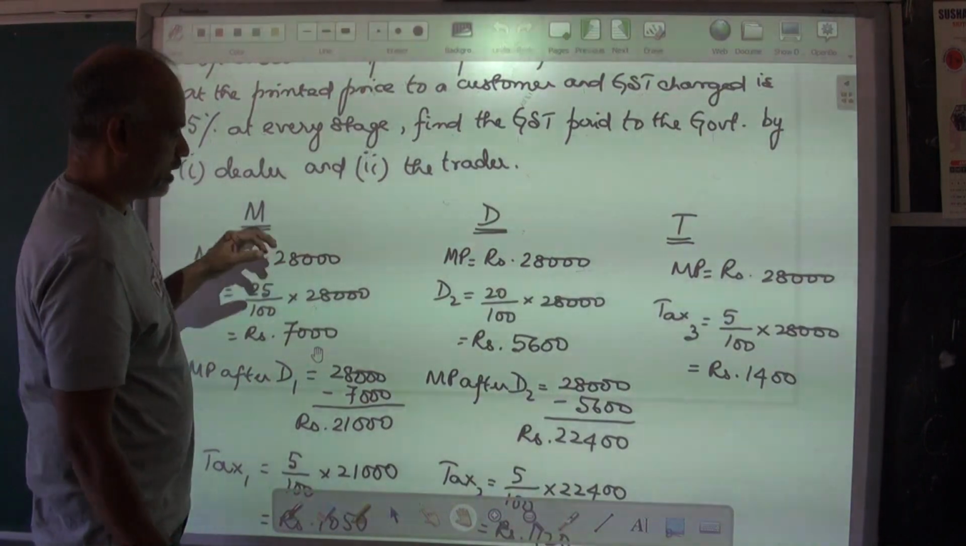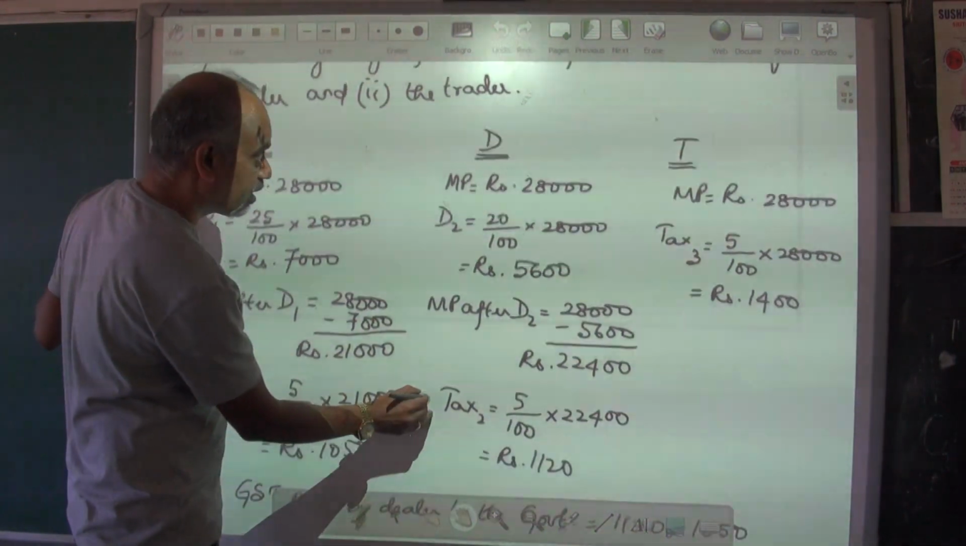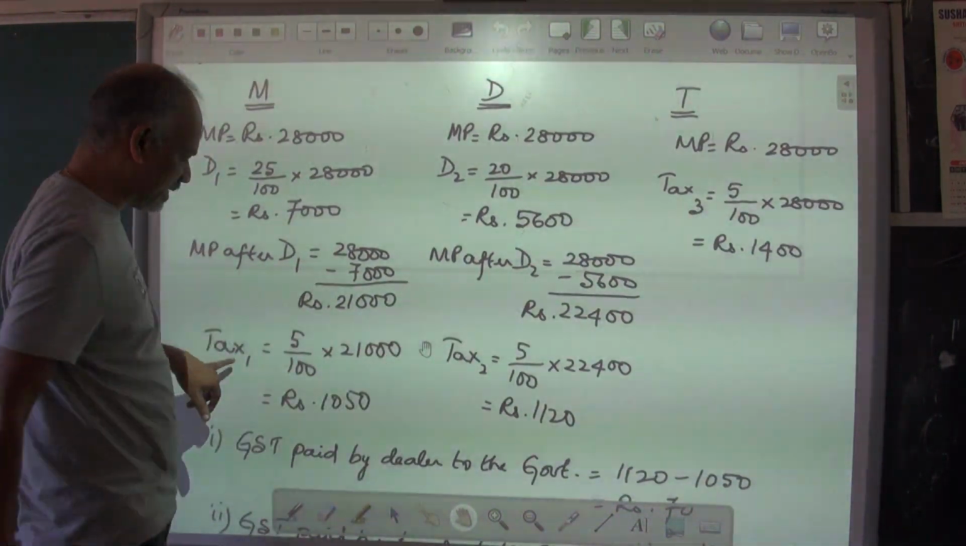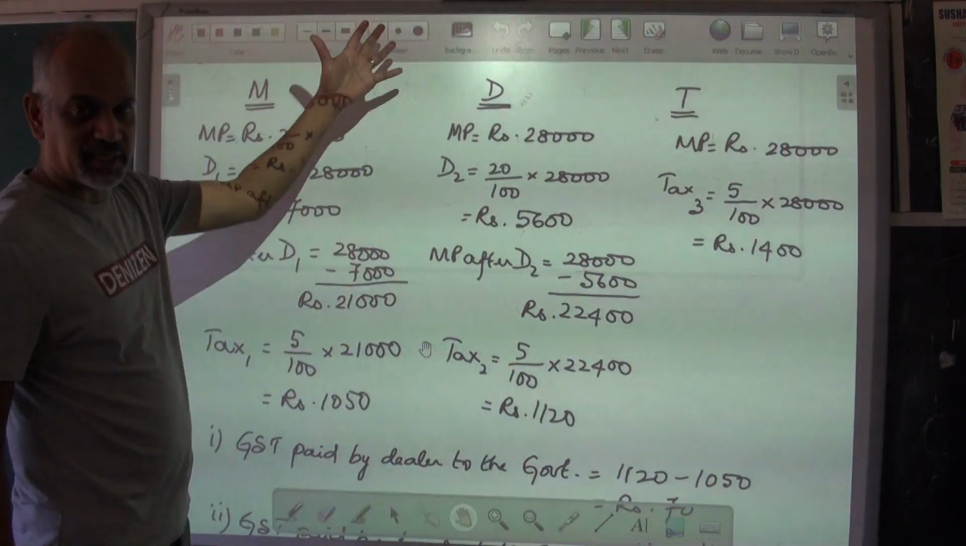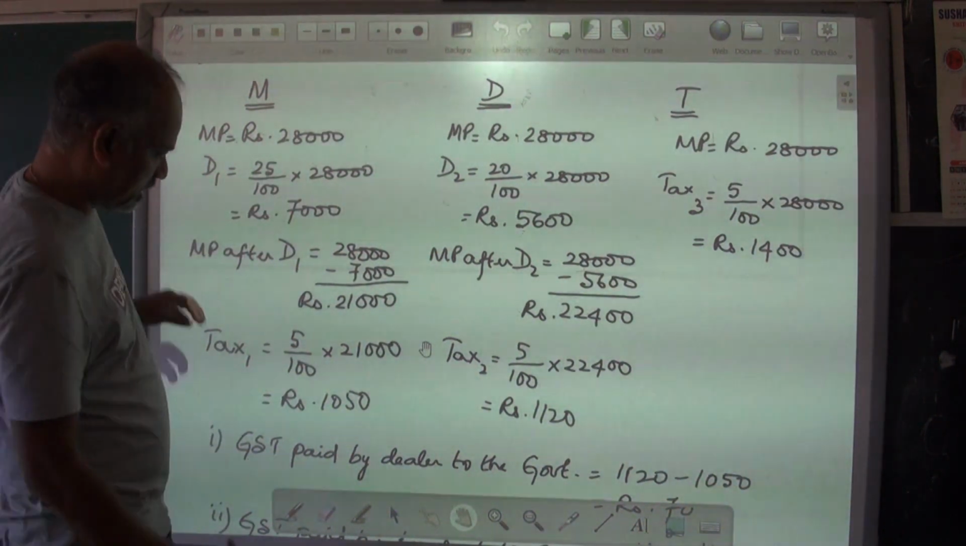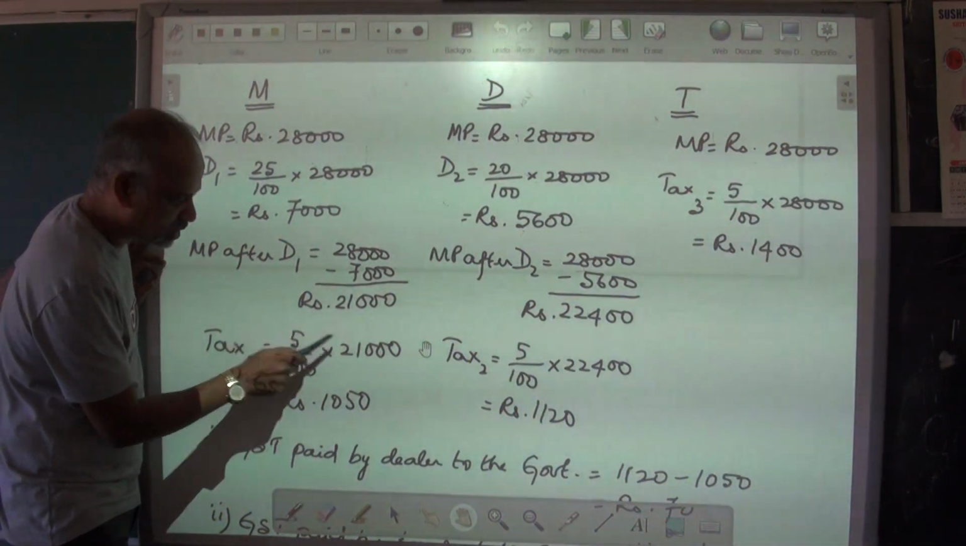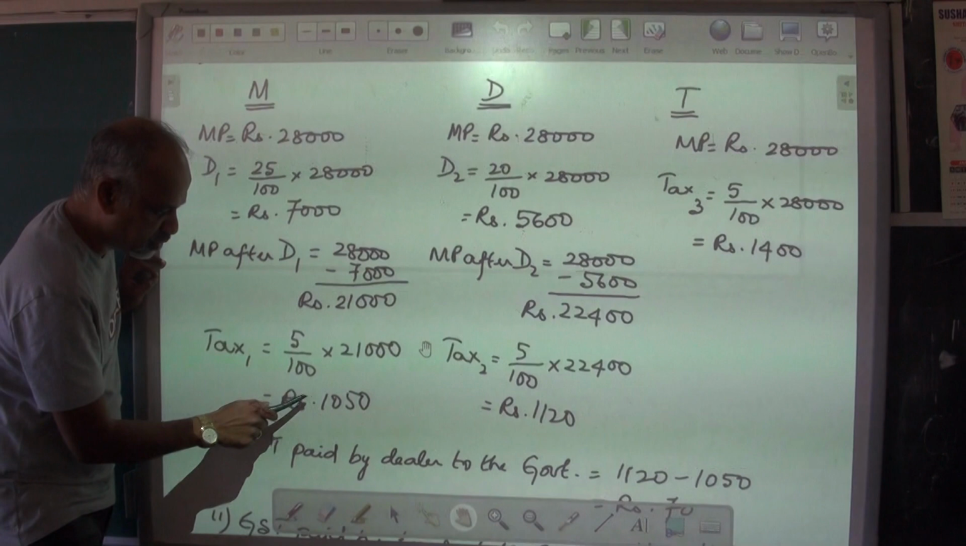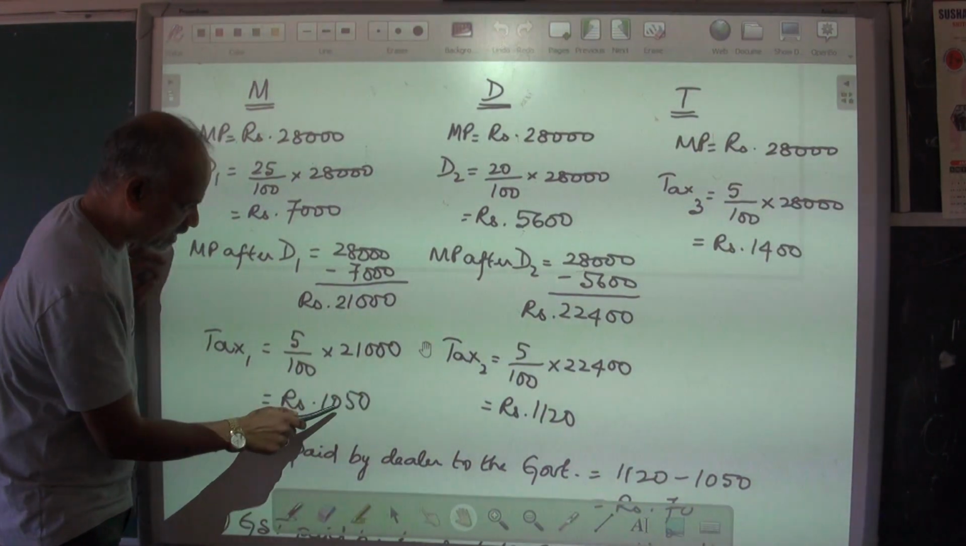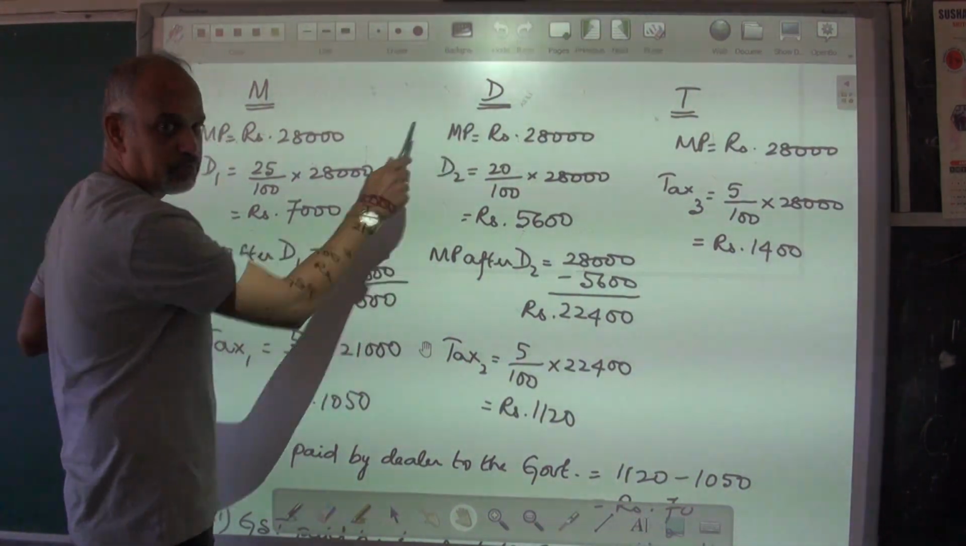Okay. Now, the tax on this, the percentage tax given was 5%. That's 5 over 100 of the mark price now, which is 21,000. That gives you rupees 1,050, the tax that the dealer has to pay the manufacturer.